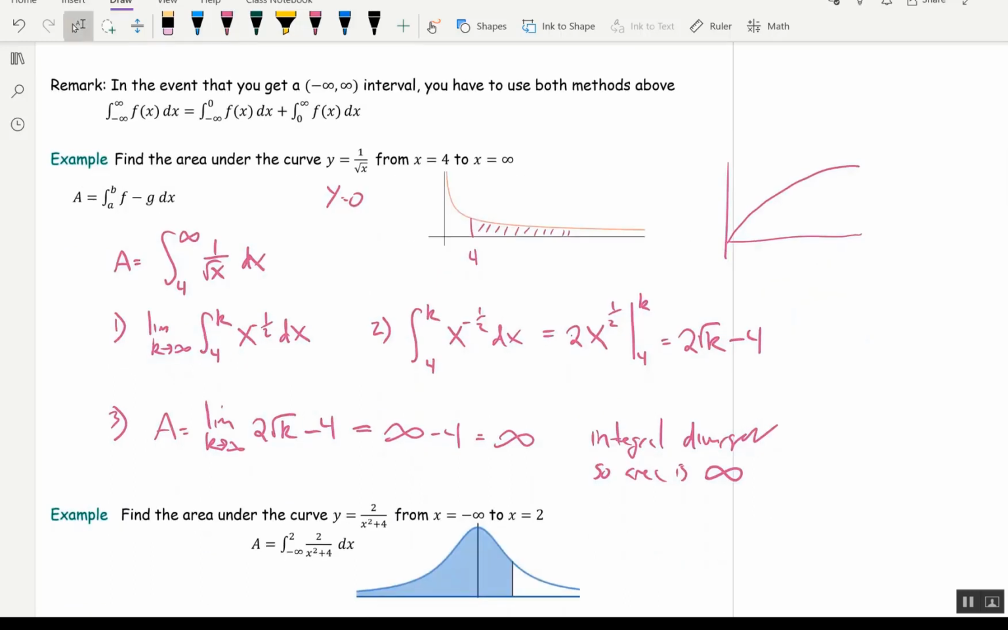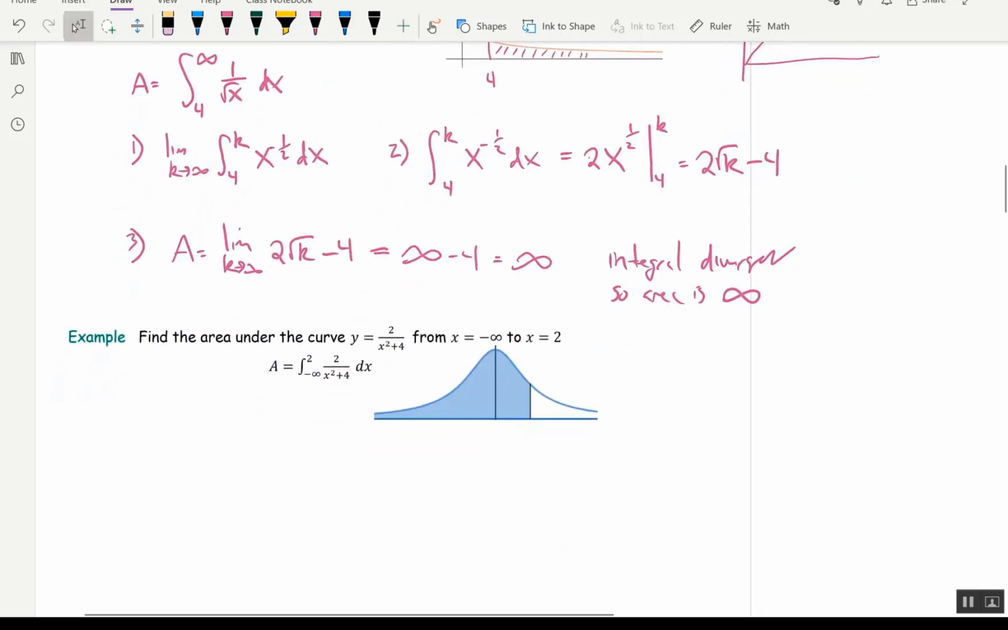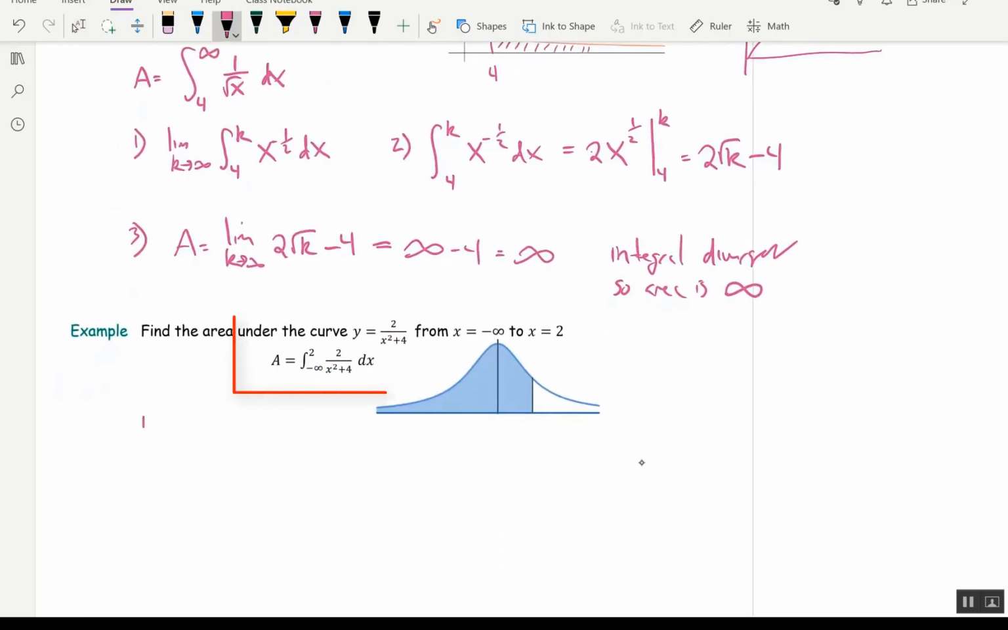Okay, let's do another one where the area is not going to be infinite. Okay, and I'm drawing us a picture. So step 1, we want to write this as the limit of a proper integral. So we're going to go limit as k goes to negative infinity, and we'll go from k to 2 of 1 over x squared plus 4 dx. Okay, step 2, we want to evaluate that integral. Leave the limit off for now.